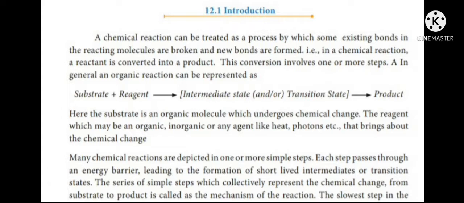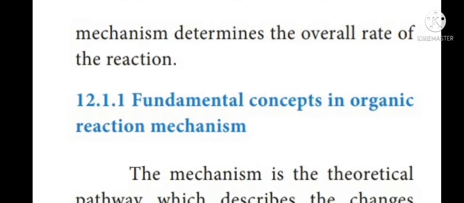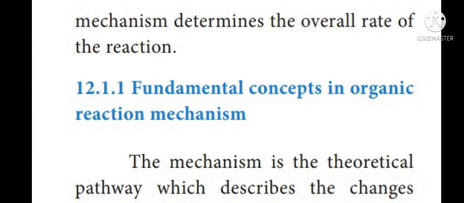Many chemical reactions take place in one or more than one step. Here, the reactants do not form the product directly. The reactants first form the intermediate state or transition state, and this intermediate state or transition state forms the product. This series of simple steps which collectively represent the chemical change from substrate to product is called the mechanism of the reaction. The slowest step in the mechanism determines the overall rate of the reaction.